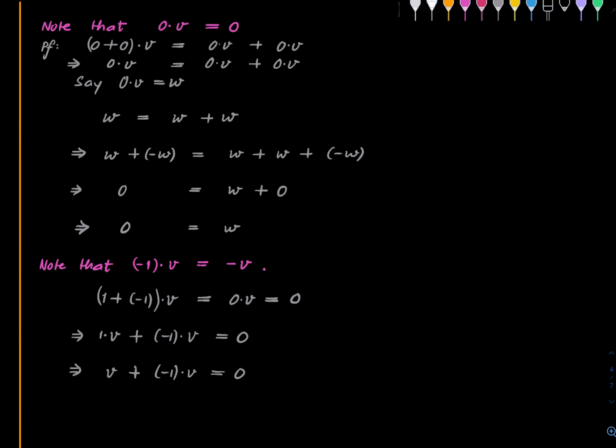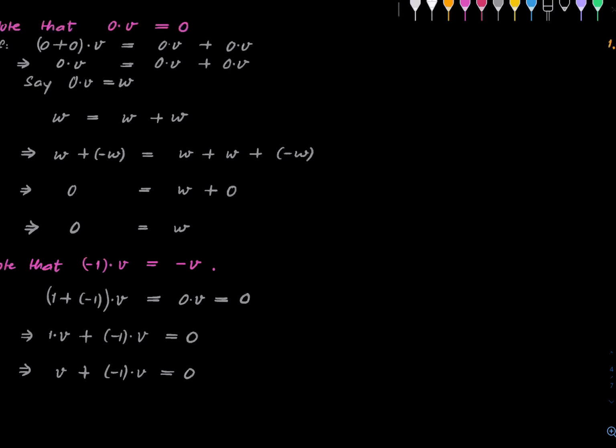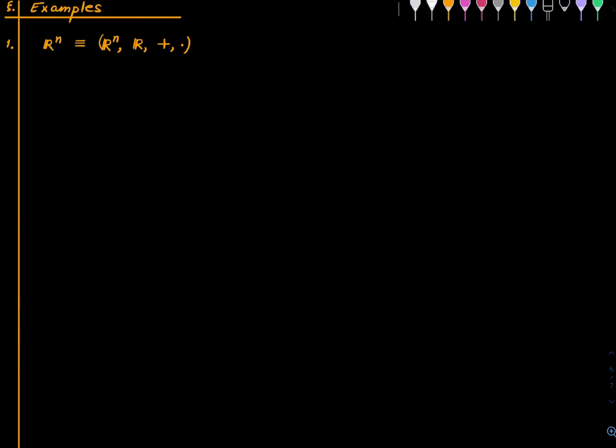All right. So now we can look at examples. The first example we look at is Rn. When we write Rn, we mean this quadruple: Rn with the field being R, and this plus and this dot are something that we will define. So when we write Rn, we mean all the n tuples. That's the definition of Rn.